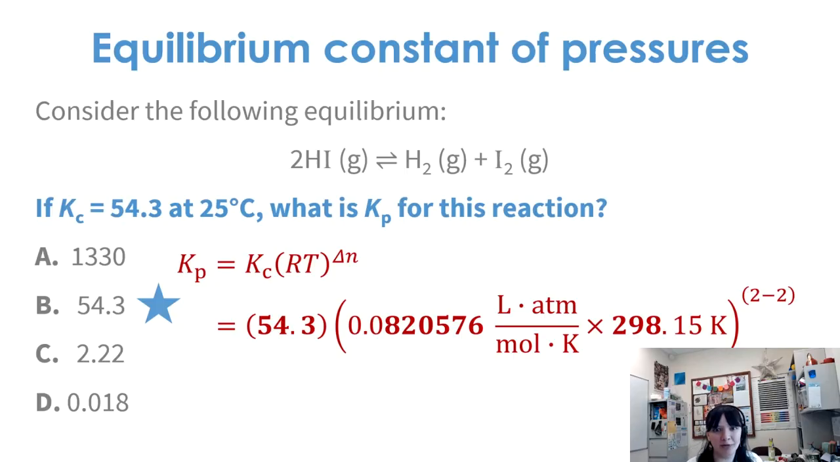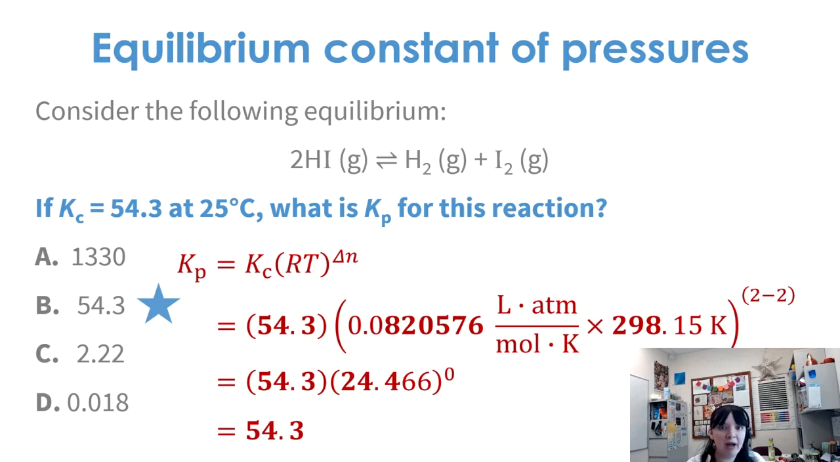Now here's the important point: when we look at delta N, we have 2 moles of our products, right? One from H2 and one from I2. We also have 2 moles in the reactants. And so delta N itself is just going to be 0. So no matter what R and T are, when we put that to the 0 power, that's just going to equal 1. And so whatever our Kc is, it's going to be exactly the same as the Kp, right?